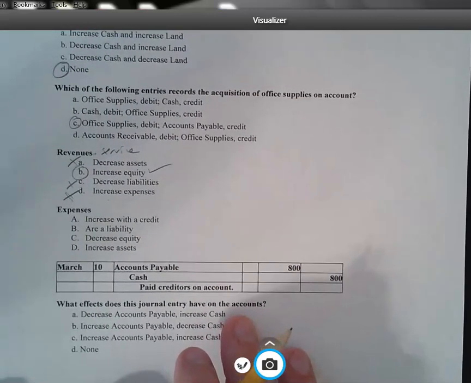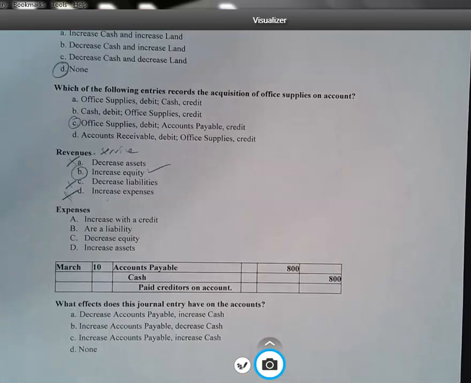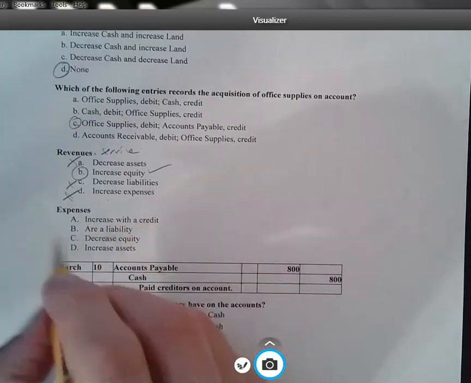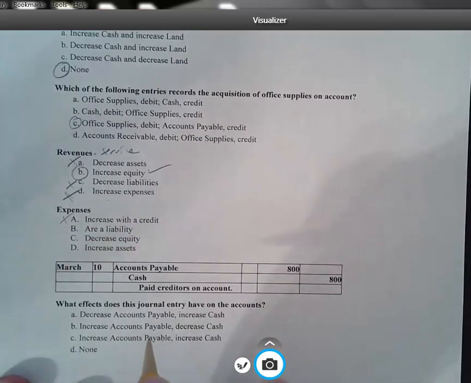Let's look at expenses. It says expenses, A, increase with a credit, B, are a liability, C, decrease equity, D, increase assets. Okay. So again, there are a couple of these that are blatantly wrong, specifically the first two. Expenses increase with a debit, not with a credit. And expenses are absolutely not liabilities under any circumstances. The first two, no matter how deep we get into accounting, those are always going to be wrong. Our correct answer in this case is C.